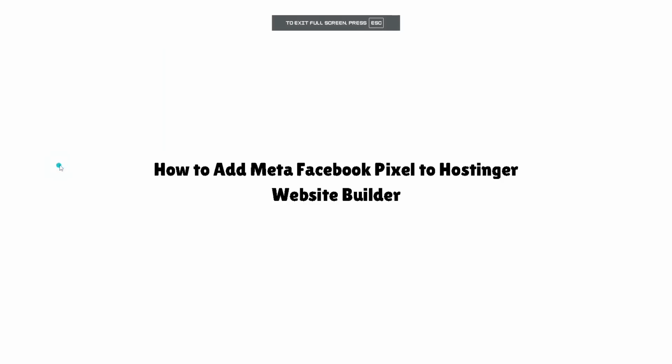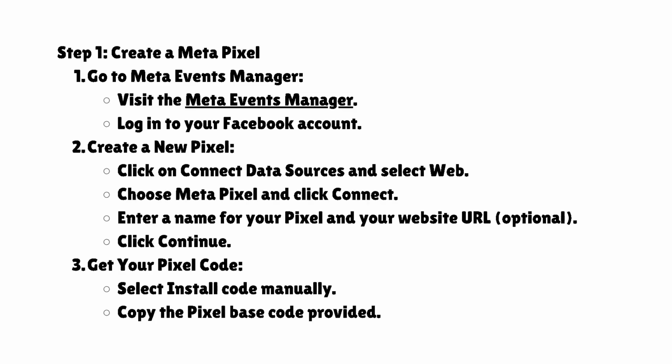Hi everyone, in this video, I will explain to you how to add Meta Facebook Pixel to your Hostinger Website Builder. First is to create a Meta Pixel. Go to Meta Events Manager, visit the Meta Events Manager, and log into your Facebook account.